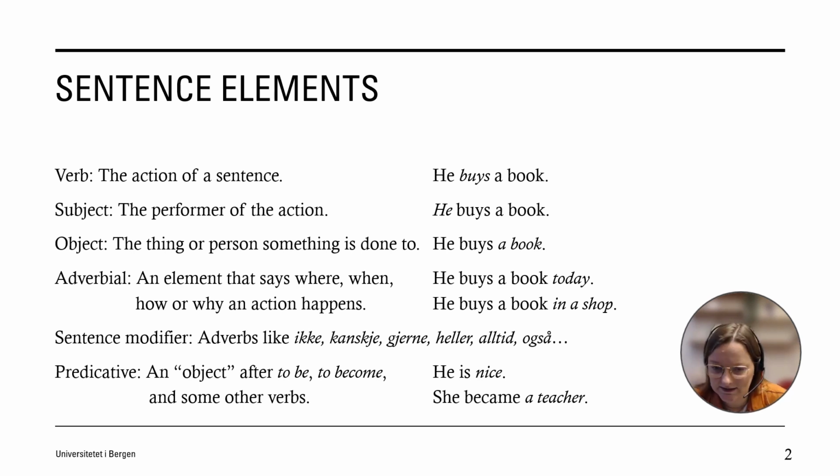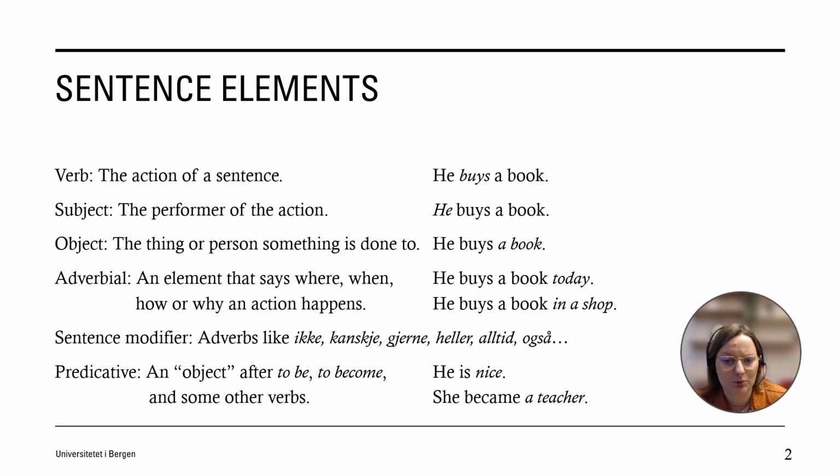We also have sentence modifiers. Those are adverbs like ikke, kanskje, gjerne, heller, alltid, også. In other words, adverbs that modify the entire sentence by negating it, doubting the sentence, saying they'd rather do something, saying they also, and so on.